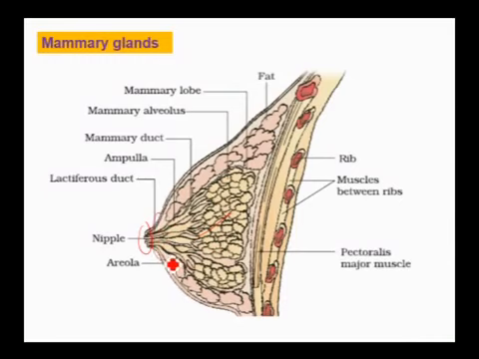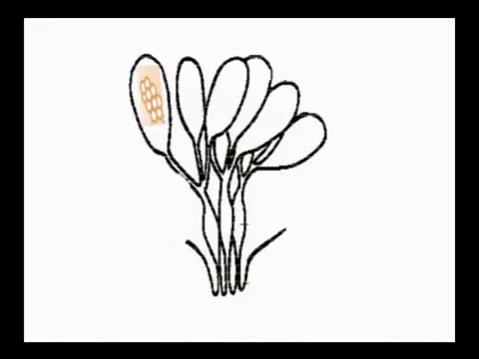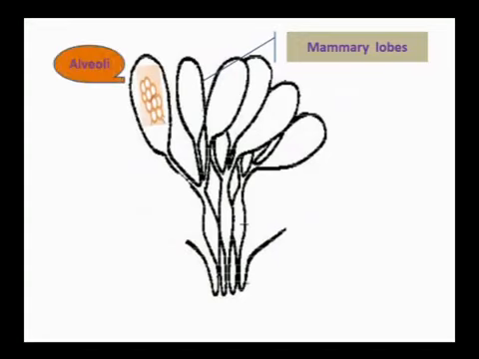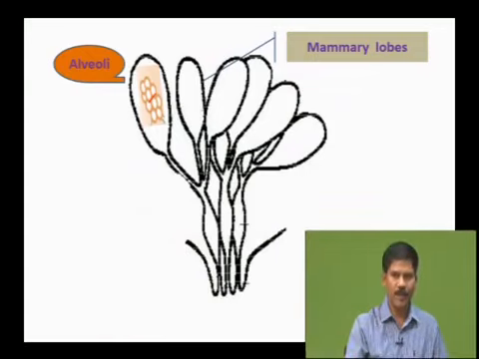A circular pigmented area present below the nipple is called areola. It is made up of circular muscles. Each breast consists of considerable amount of fat and glandular tissues. The glandular tissue of the breast is divided into 15 to 20 lobes. These lobes are called mammary lobes. A cluster of milk secreting cells present in each lobe is called mammary alveoli. They are meant for synthesis and storage of milk.